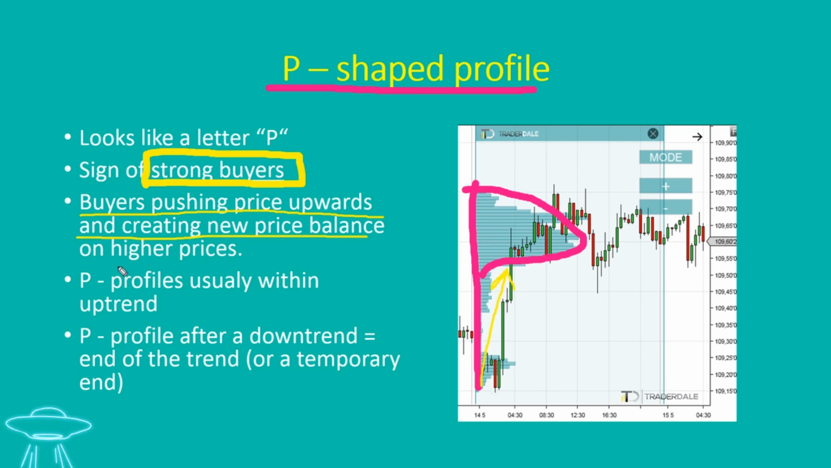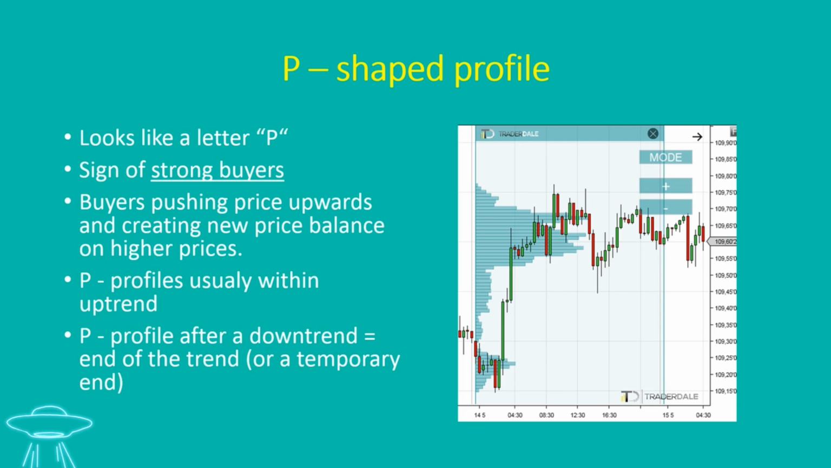What happens is that buyers are pushing price upwards, as in this picture, right here, and they are creating a new price balance on higher prices, which means that the price is rotating in here, at the higher prices, alright? So the institutions push the price upwards and then there's a rotation. This is how the P-shaped profile gets formed. Most often you'll see the P-shaped profiles within an uptrend. As I said, it's a sign of strong buyers.